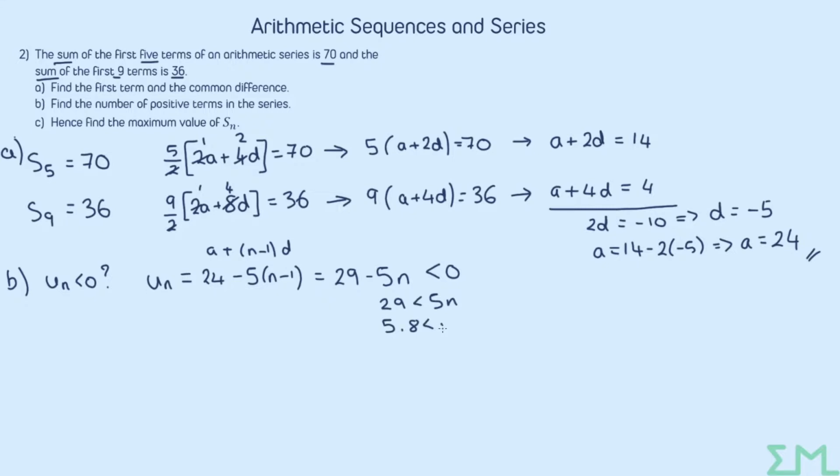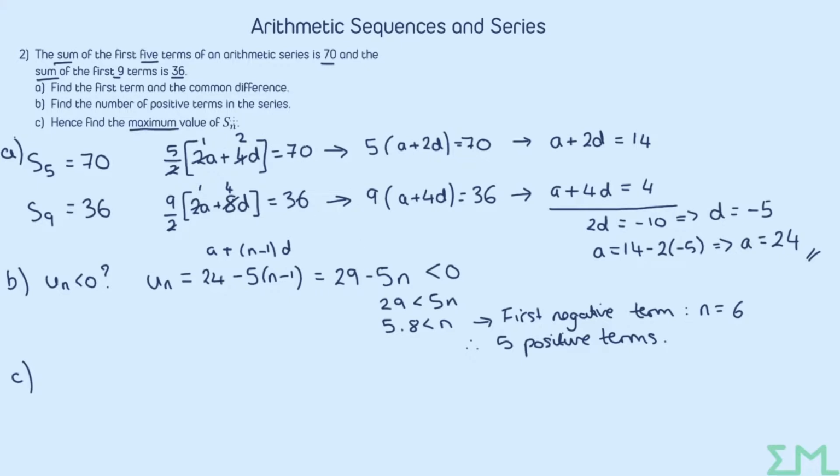And we get that n must be larger than 5.8. So the first negative term must be when n is 6. Therefore, there are 5 positive terms in the series. Okay, part C, hence find the maximum value of Sn.